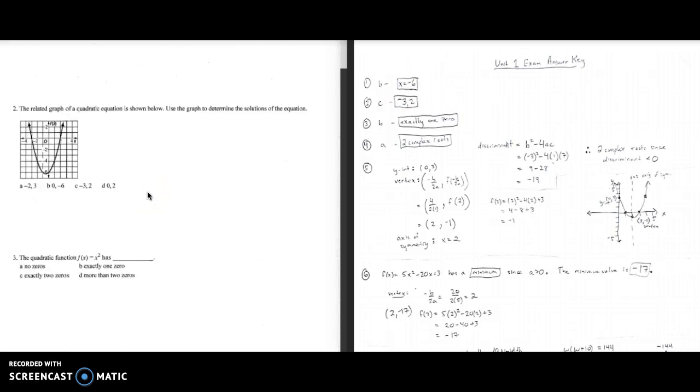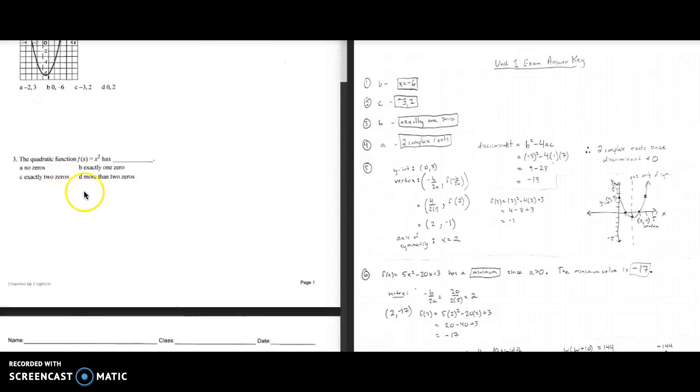Question 2 says the related graph of a quadratic equation is shown below. Use the graph to determine the solutions of the equation. So here we're just finding where the graph crosses the x-axis. It happens at 2 and -3. So our answer is C, -3 and 2.